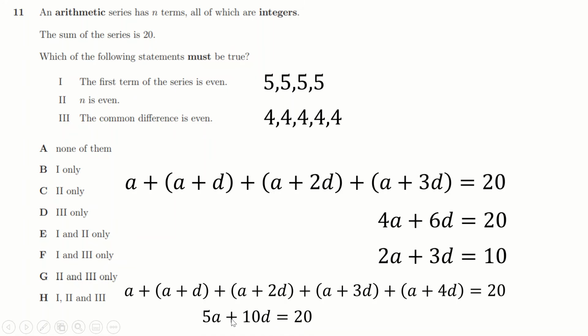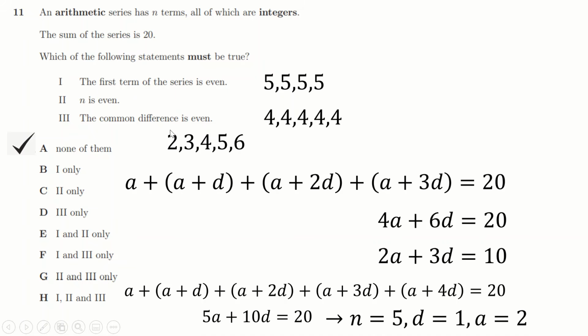So what I'm going to do is I'm just going to choose some numbers that make it not. So let's just choose D to be 1, because 1 is obviously odd. N I've already chosen to be 5 because I added up 5 terms in this algebra. And A I'm just going to choose to be 2 because, of course, 10 times 1 equals 10, which leaves me 10 left over, so A has to be 2. And what happens when you just generate a sequence of this, where you have a difference of 1, so that's the sequence 2, 3, 4, 5, 6, and you're having 5 terms, add those up and they equal 20, so the difference doesn't have to be even. None of them must be true.